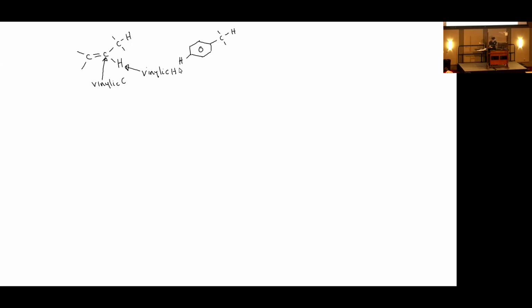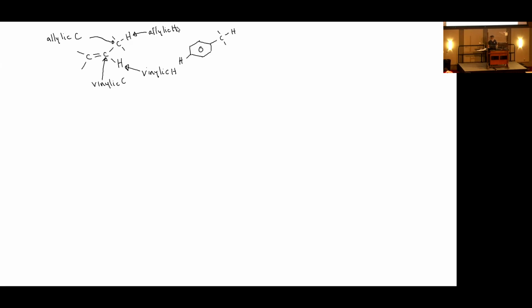The term allylic, A-L-L-Y-L-I-C, refers to next door to vinyl, one position over. So we call that an allylic carbon. Anything that's one carbon away from a vinylic position is going to be an allylic position. And anything attached to such a carbon will be allylic, whatever that is. So this would be an allylic hydrogen.